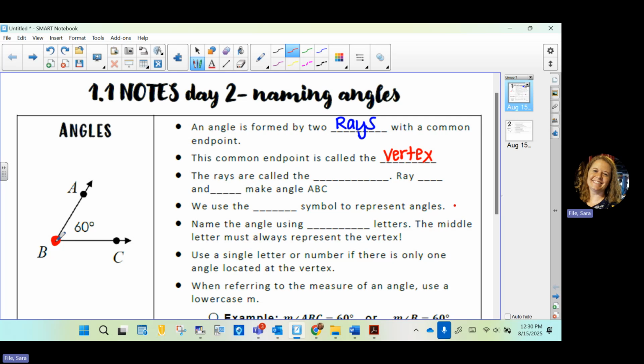So B is the common vertex here, the common endpoint of the two rays. The rays themselves are the sides.